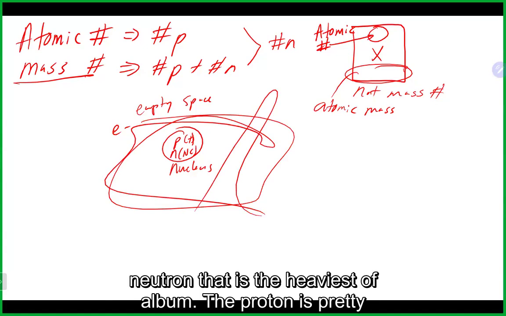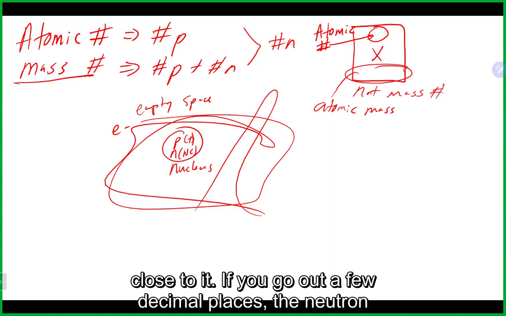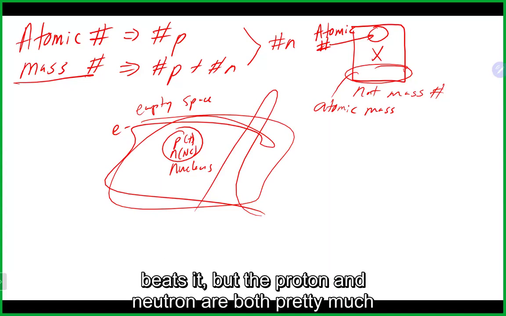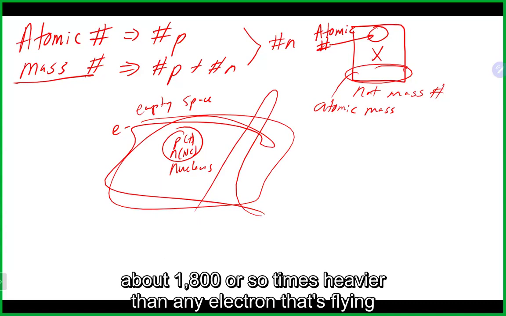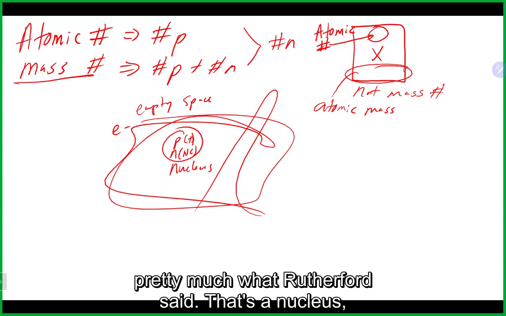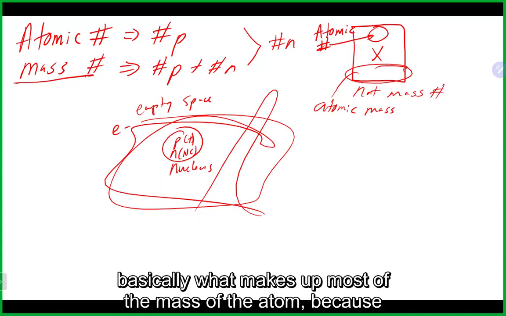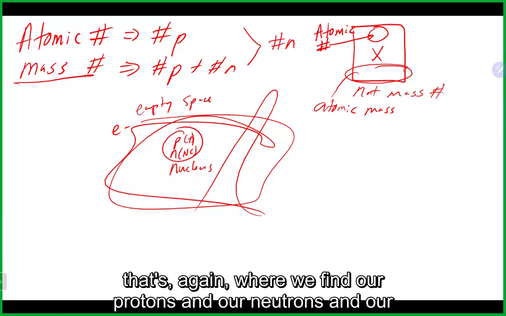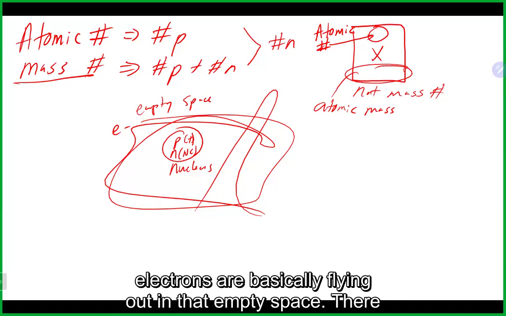Remember that when we look at those three subatomic particles, protons, electrons, and neutrons, it is actually the neutron that is the heaviest of all of them. The proton's pretty close to it. If you go out a few decimal places, the neutron beats it. But the proton and neutron are both about 1,800 or so times heavier than any electron that's flying around. And again, as we talked about last time, that is pretty much what Rutherford said. That's a nucleus, basically what makes up most of the mass of the atom, because that's where we find our protons and our neutrons. And our electrons are basically flying out in that empty space.